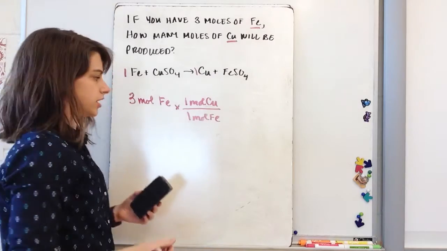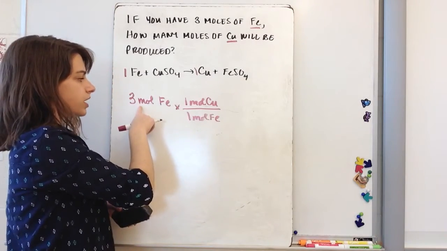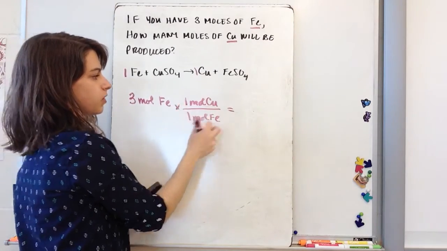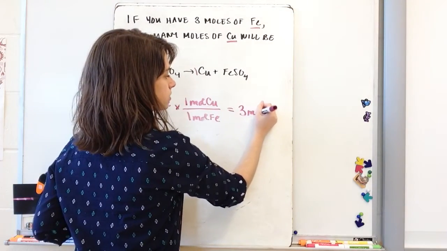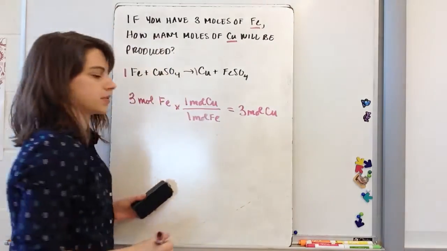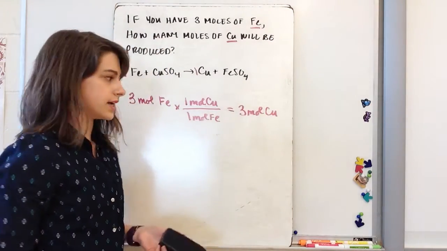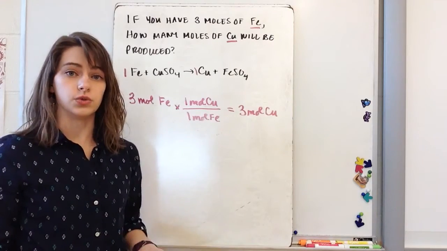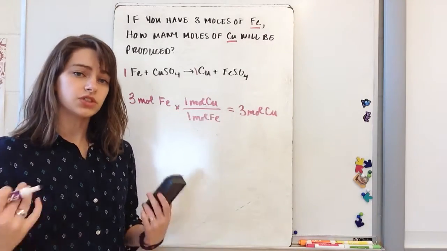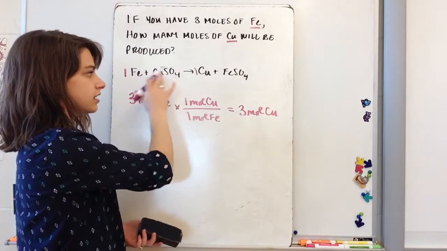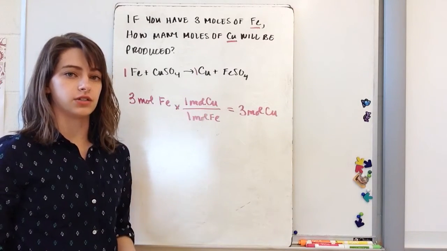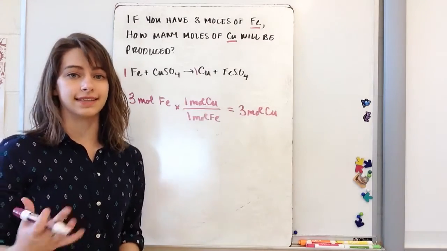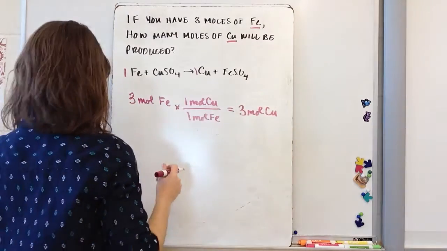It's a 1-to-1 ratio. So if I'm using 3 moles of iron, that means if I do 3 times 1 divided by 1, I'm going to get 3 moles of copper. So since this is a 1-to-1 ratio, we're going to have equal amounts of copper produced as iron used in this reaction. So in this example, we compared a reactant to a product, which is often what we're going to do in lab. You can also look at this by comparing 2 reactants, and that's what our next example is going to look at.